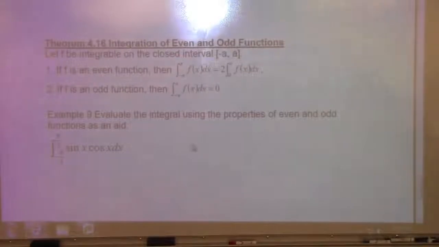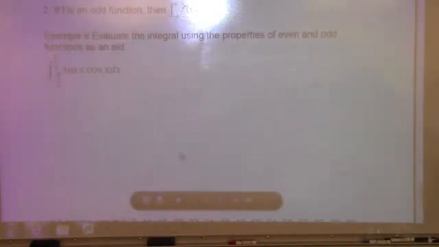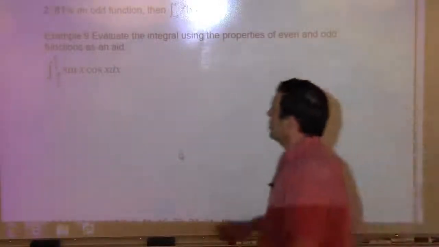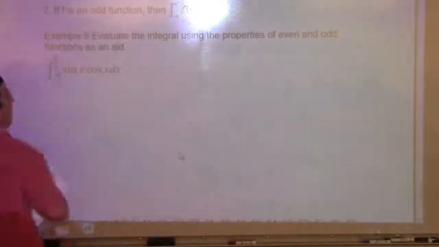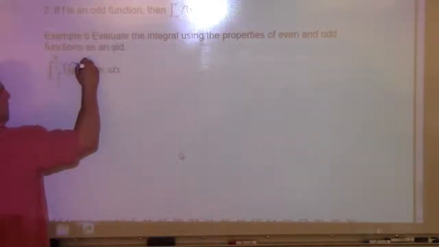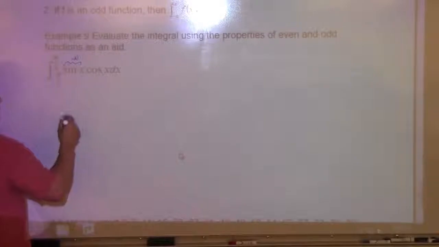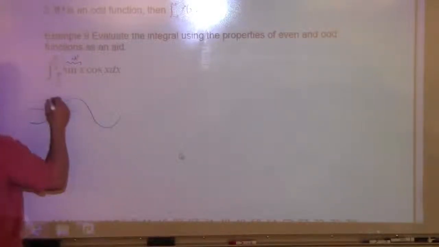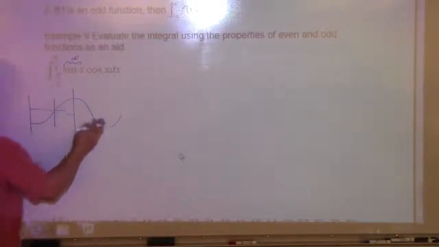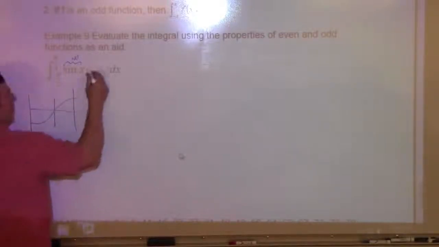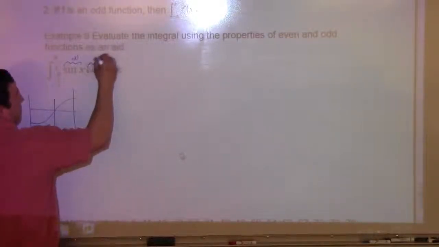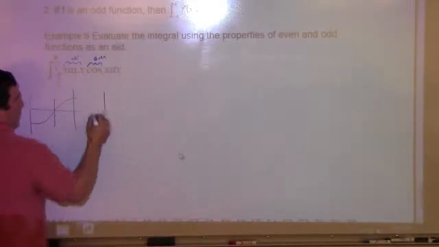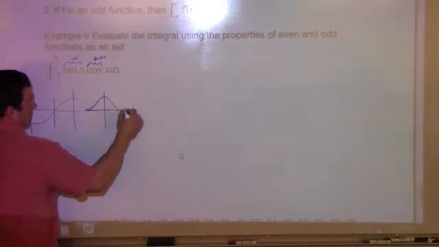So we're talking about the integral from negative pi over 2 to pi over 2, so it's basically a negative a to a. Now sine is an odd function, because if you look at its graph, it's doing this type of thing. So it's symmetrical about the origin. Cosine is an even function, because it does this.